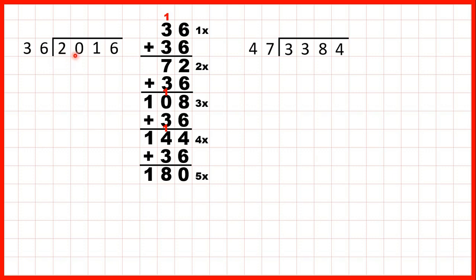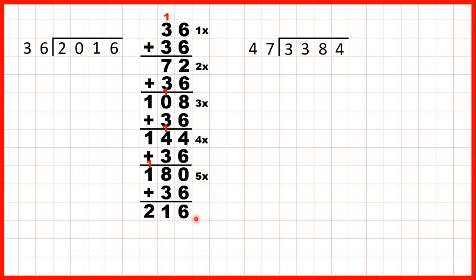If we take the first 2 digits together, we have 20 divided by 36, but 20 is less than 36, so what we need to do here is take the first 3 digits together and divide 201 by 36. Now, 180 might be the closest number to 201 in the 36 times table, which is still less than 201, but to make sure, we can add another 36.